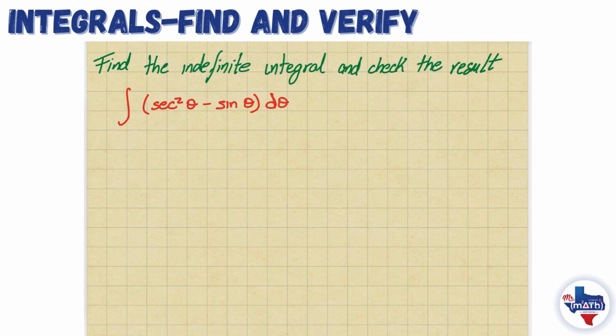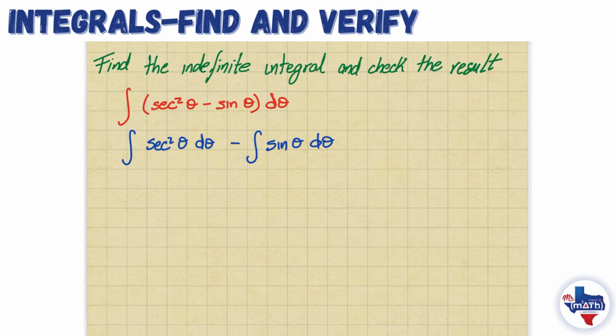We have the integral of the secant square of theta minus sine of theta d theta. So let's distribute the integral. We'll have the integral of secant square of theta d theta minus the integral of the sine of theta d theta.